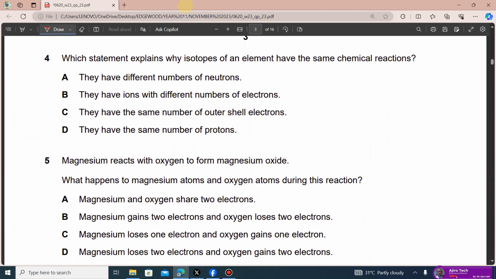Which statement explains why isotopes of an element have the same chemical properties? Remember that isotopes are atoms of the same element with the same number of protons but different number of neutrons. So what affects their chemical reactions is the number of electrons in the outer shell, because that is what they use in participating in bonding, and that is how they react. So C is the answer to that.